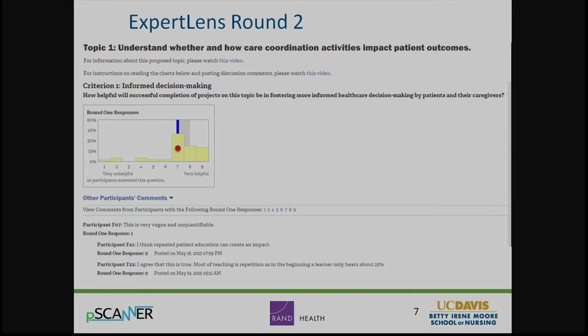In the second round, we showed them how their individual response compared to that of the group. On the chart that you're seeing, the red dot is their own response. The height of the yellow bars shows the number of participants who chose each response category. The line is the median. The shaded gray area is the interquartile range. So it really tells participants where their opinion is in relation to that of other participants. As you can see, they could review the rationale comments given by all participants, respond to a rationale comment, or initiate a discussion thread. The discussion boards were moderated by the same moderator in all of the panels that we've done. Next slide.